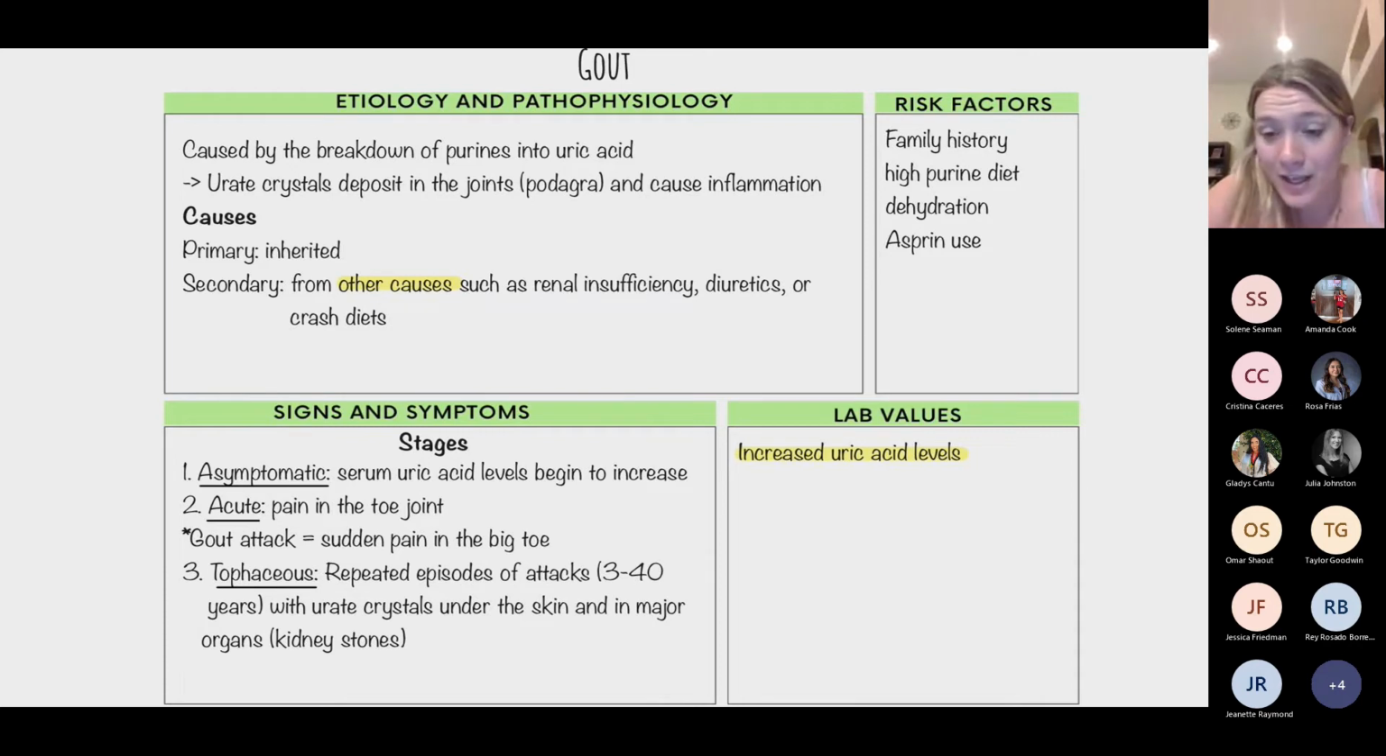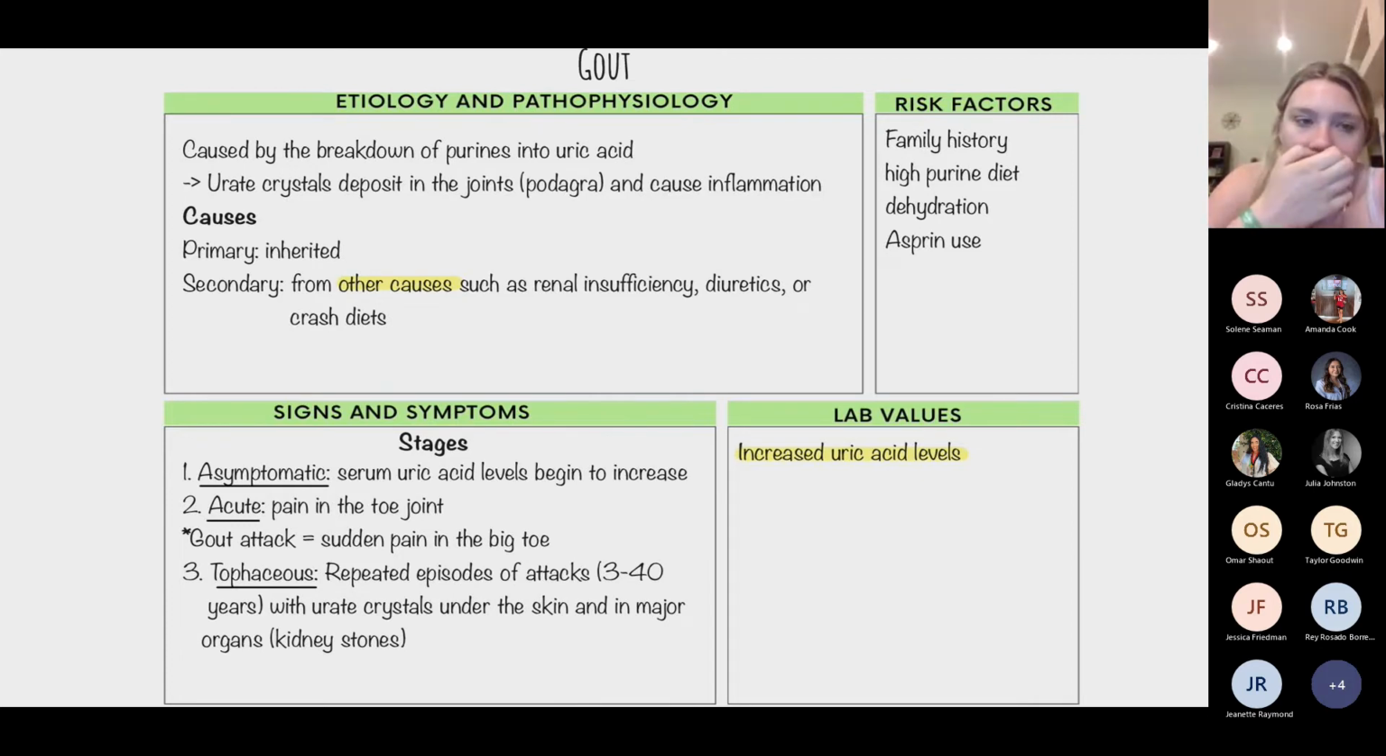Primary can be inherited, like family history inherited. When we have secondary causes of gout, these are from other more complex issues: renal insufficiency, diuretics, crash diets, etc. Those we have a definitive cause, whereas when we have primary, we just know that it's inherited.